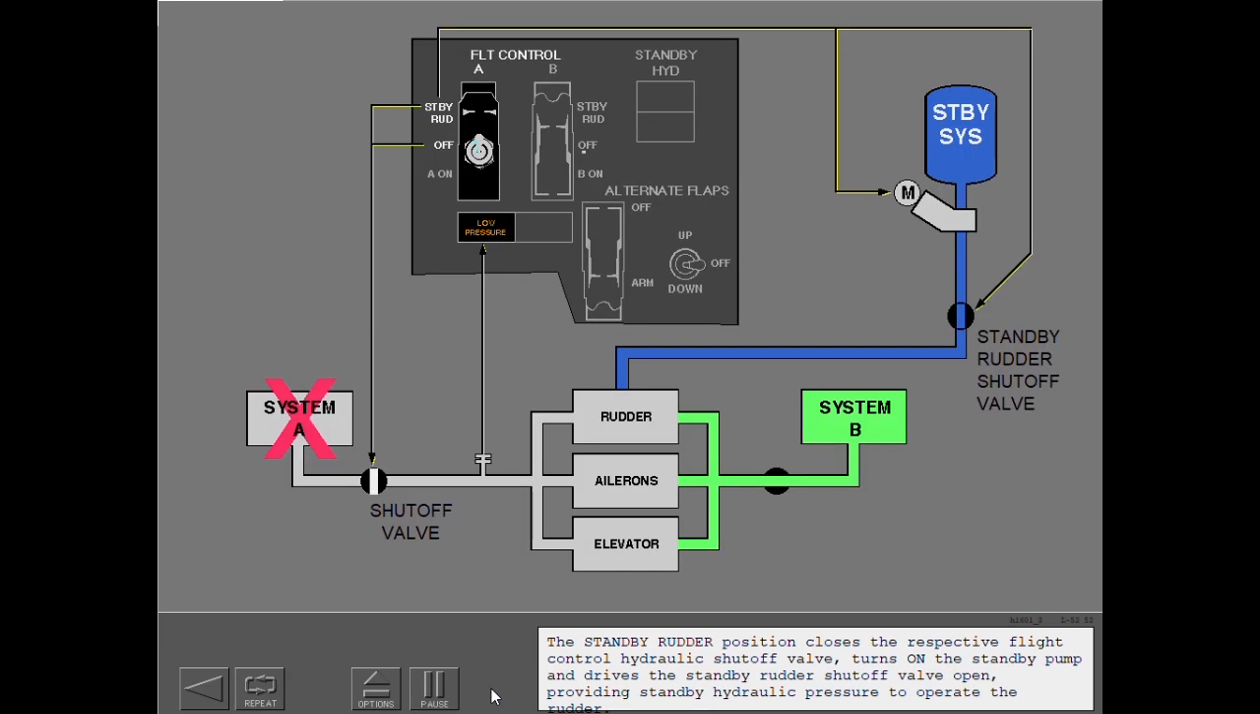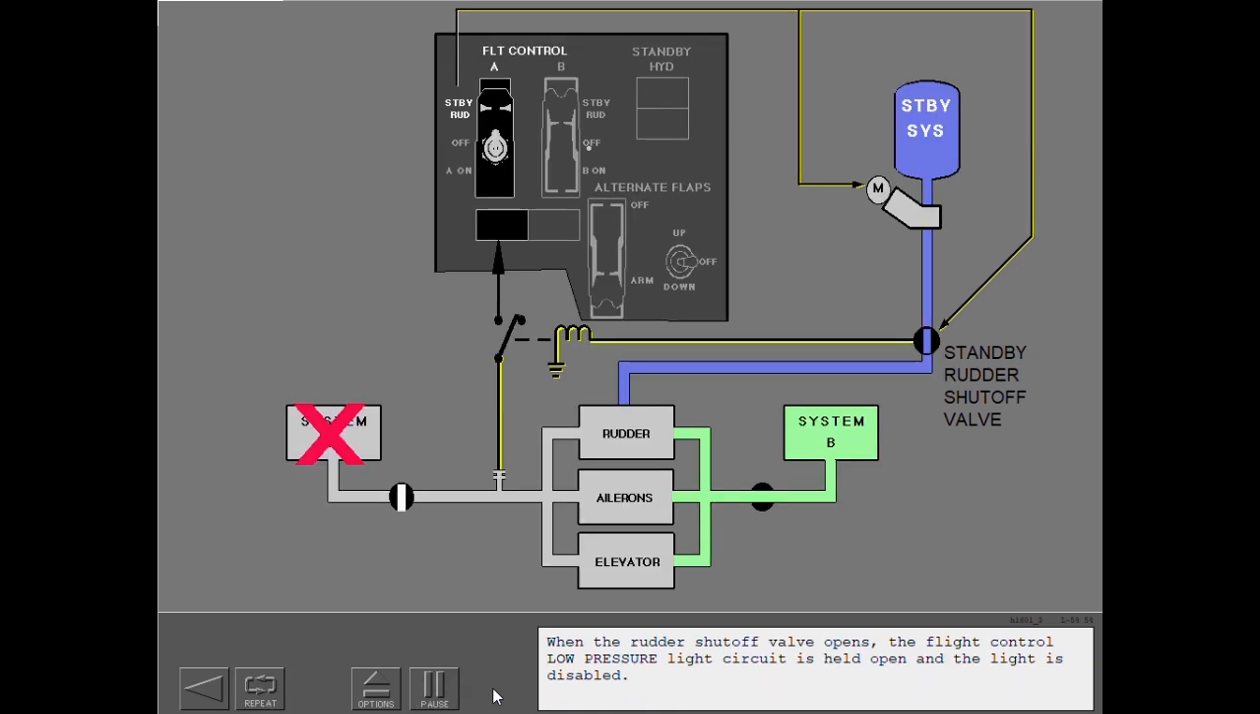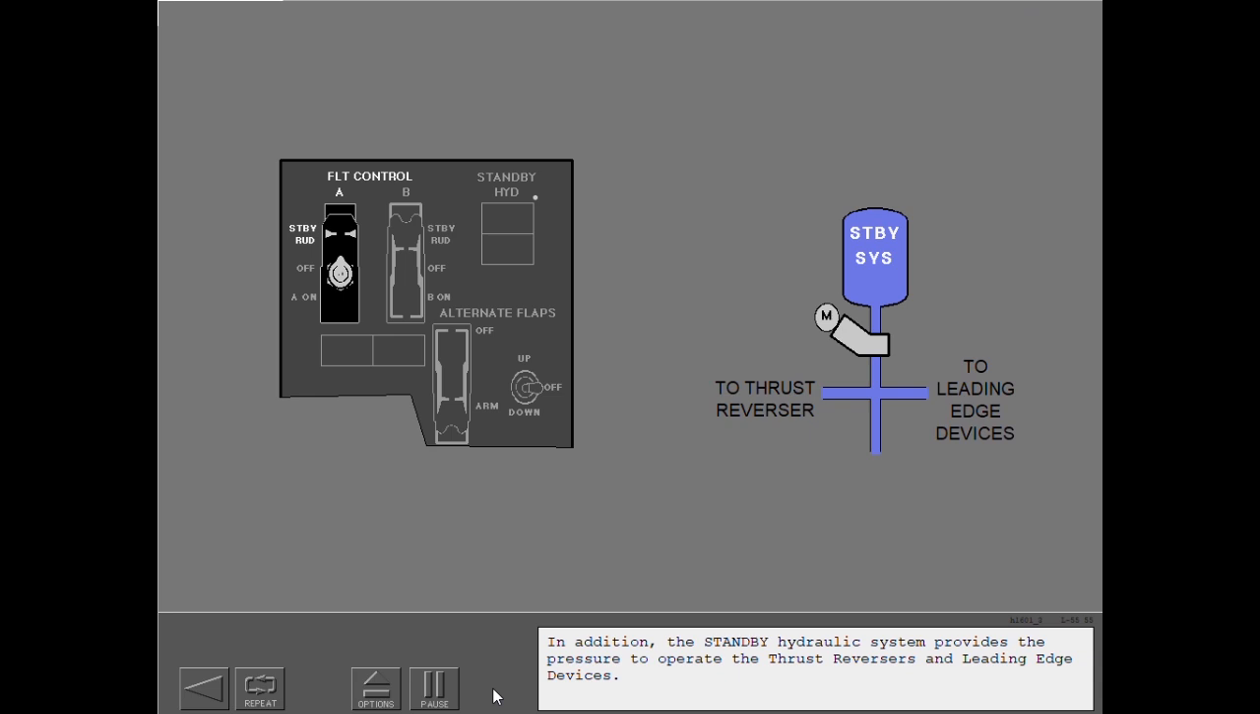The standby rudder position closes the respective flight control hydraulic shutoff valve, turns on the standby pump, and drives the standby rudder shutoff valve open, providing standby hydraulic pressure to operate the rudder. When the rudder shutoff valve opens, the flight control low pressure light circuit is held open and the light is disabled. In addition, the standby hydraulic system provides the pressure to operate the thrust reversers and leading edge devices.